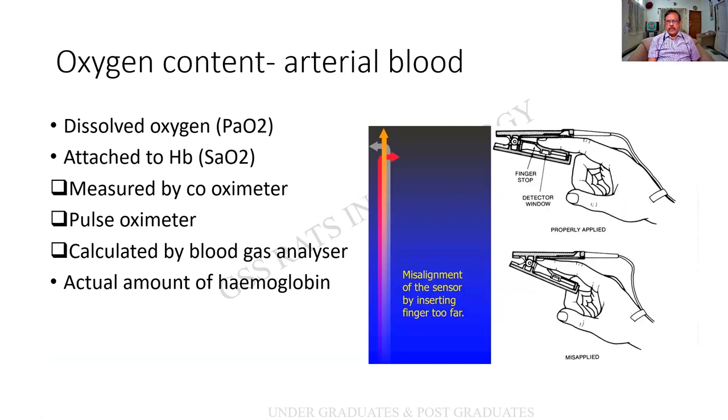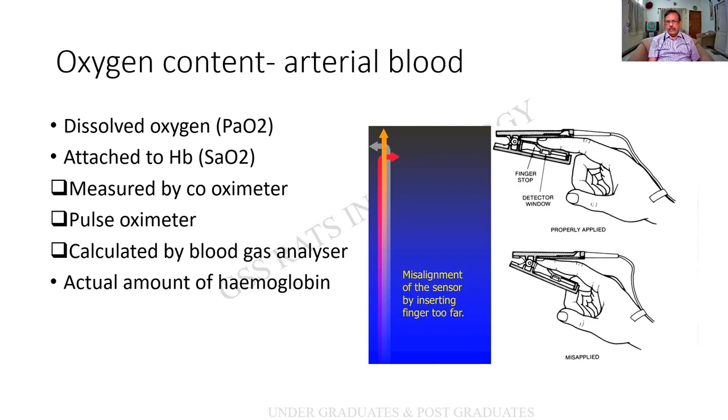Measurement of the oxygen content in the arterial blood. You would have heard of the blood gas analyzer, which measures the arterial blood. The dissolved oxygen, the partial pressure of oxygen, can be seen, or it can be the saturation of oxygen in blood. It can be measured by various instruments such as the co-oximeter and pulse oximeter, and it also can be calculated by means of a blood gas analyzer.